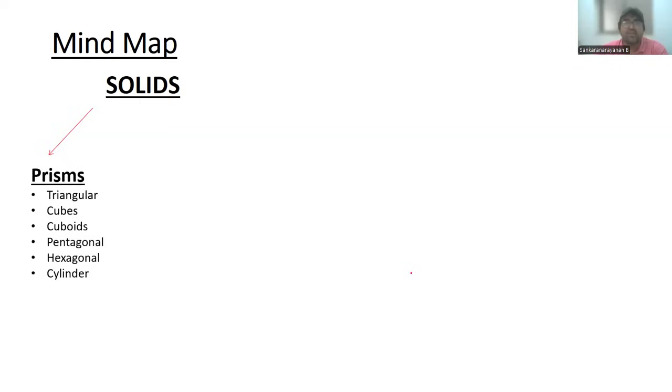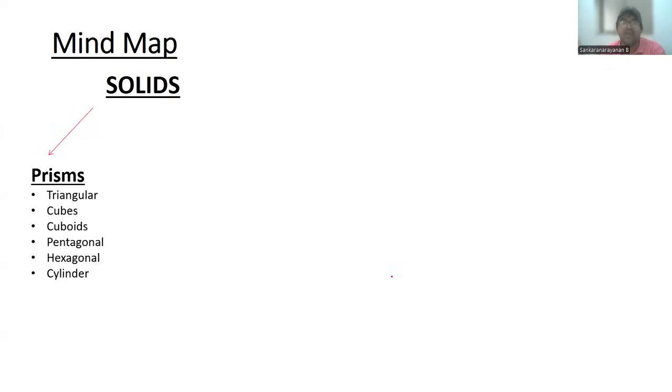Prisms. We will talk about triangular prisms. During your 11th, 12th standard, I'm sure you would have done the I-D curve experiment in the physics lab, right? The angle of incidence, the angle of reflection, you might have learned about it. There you would have used the prism, right? A triangular prism. So the learning starts with the triangular prism, then cubes and cuboids.